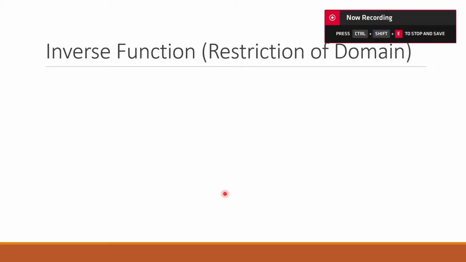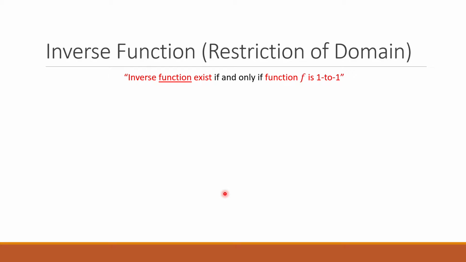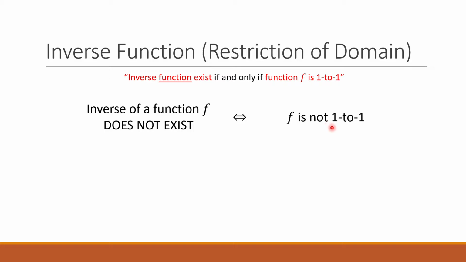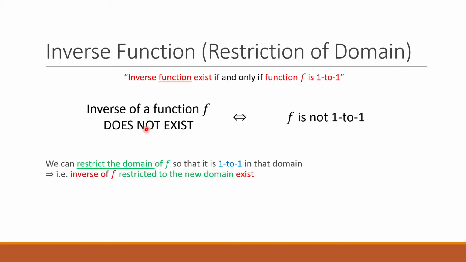Moving on. So just now we have that for an inverse function to exist, we need the function itself to be one-to-one. Of course, if the function is not one-to-one, then we say that the inverse doesn't exist. But is there any way that we can apply to this function f so that it has an inverse? The idea is actually to restrict the domain.